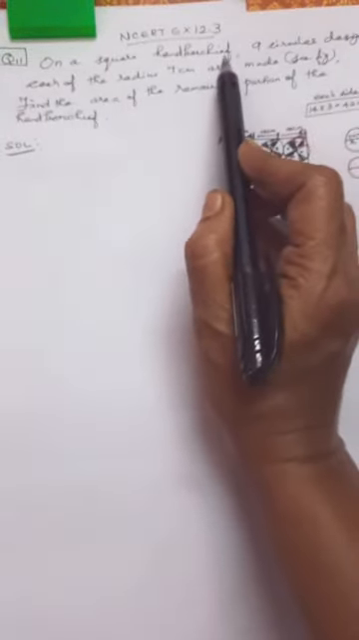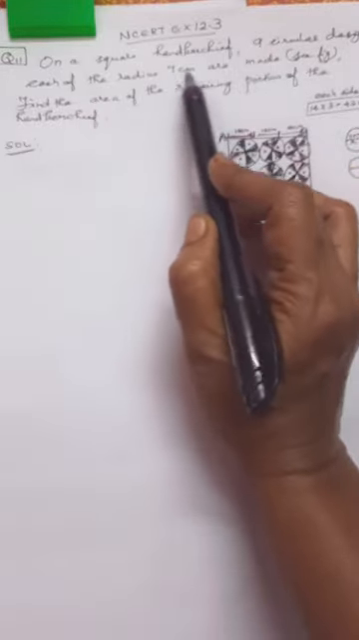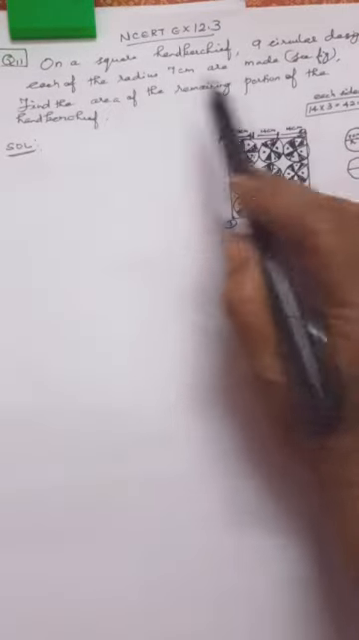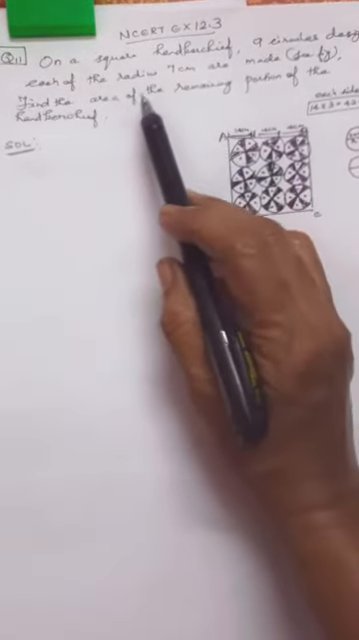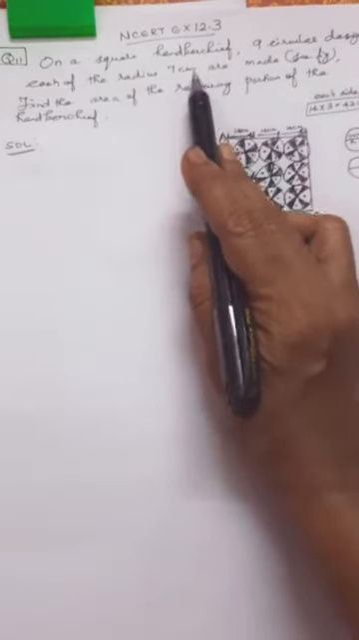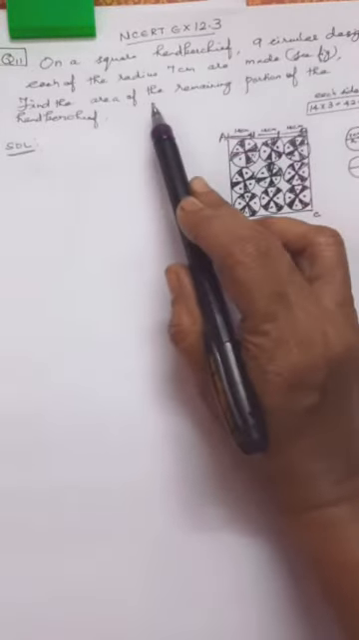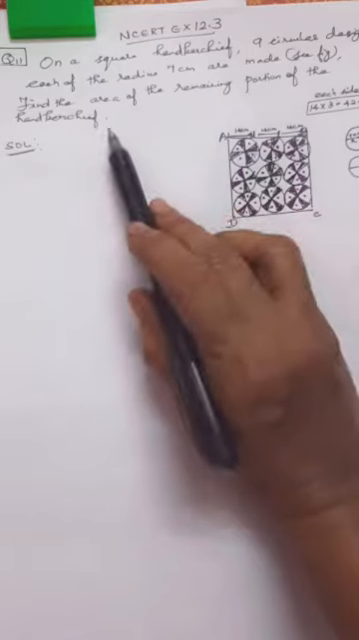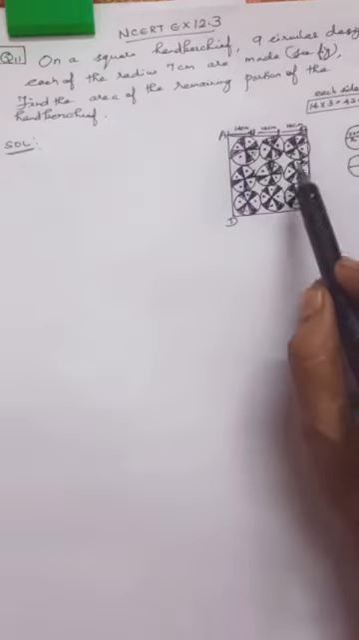Watch carefully. On a square handkerchief, 9 circular designs, each of radius 7 centimeter, are made. See the figure. This is a square kerchief and 9 circular designs are made, each with the radius of 7 centimeter. Find the area of the remaining portion of the handkerchief. It's a very simple question.